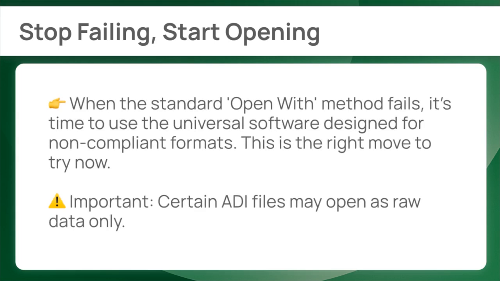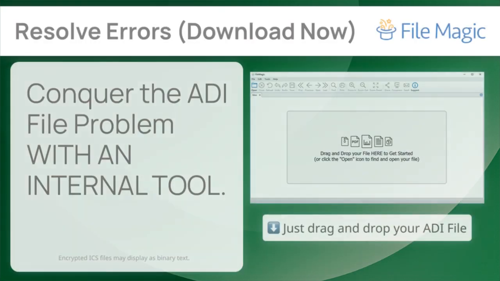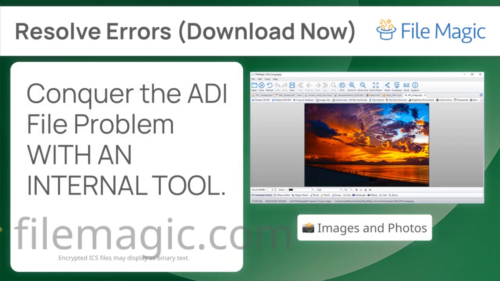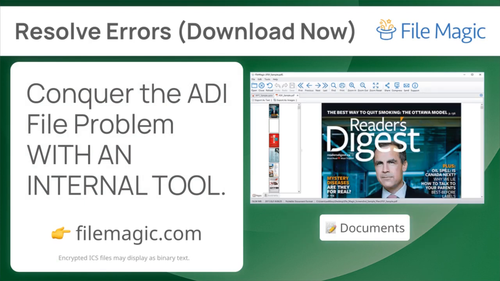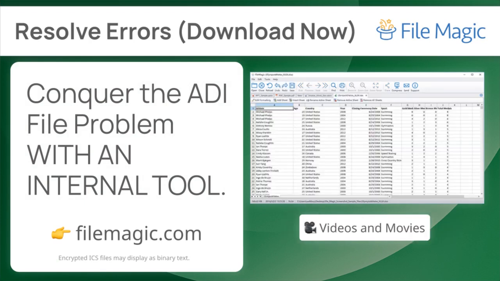If resource-limited tools have proven insufficient, the ADI file now needs the final decryption option. A more dependable professional method is the best way forward, though not guaranteed. When the specialized tools failed, the problem is deeper. Your best option is a universal program like FileMagick. It handles hundreds of formats and can often access content even when Windows cannot.